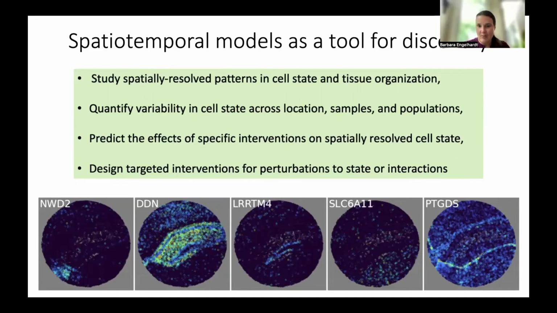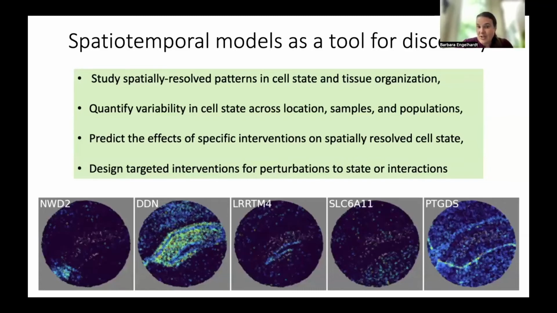The things that I think about when I think of spatial temporal models as tools for discovery are, number one, to study spatially resolved patterns in cell state and tissue organization, really understand the spatially resolved patterns that we see. And that's going to be the first application that I tell you about. Number two is to quantify the variability in the cell state across location, samples, and population. That'll be example number two I tell you about.